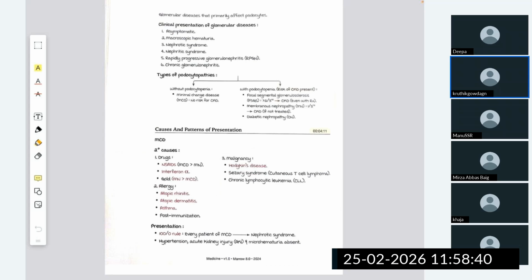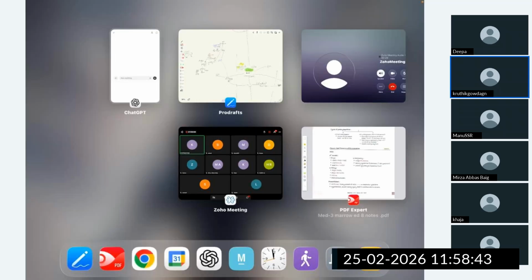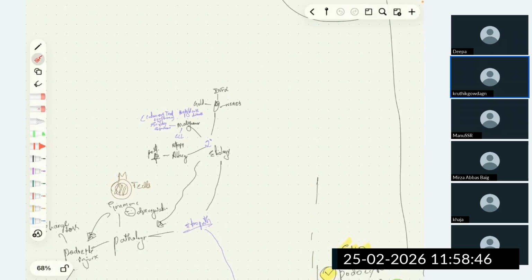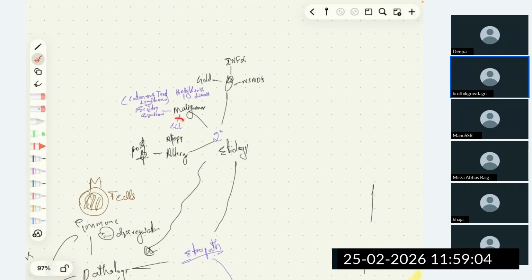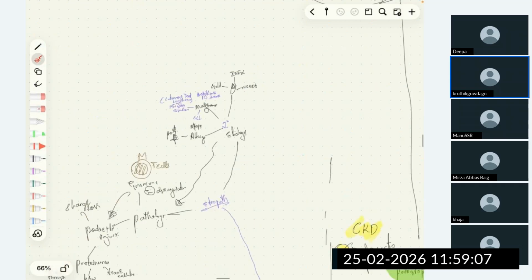Minimal change disease, etiopathogenesis. Commonly, it's seen secondary to drug intake, that is NSAIDs, TNF alpha inhibitors, and then intake of gold. And secondary to malignancies like Hodgkin's disease and also cutaneous T-cell lymphoma or CLL, chronic lymphoid leukemia. And also it's seen in people with atopy and allergy secondary to allergy to any drugs.